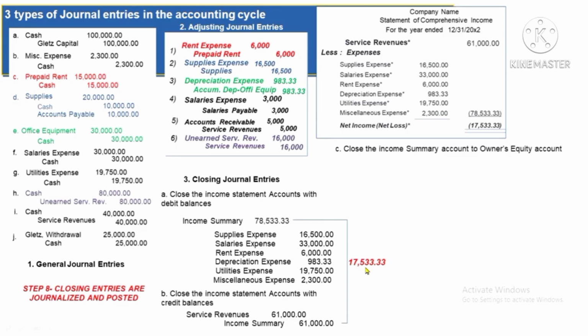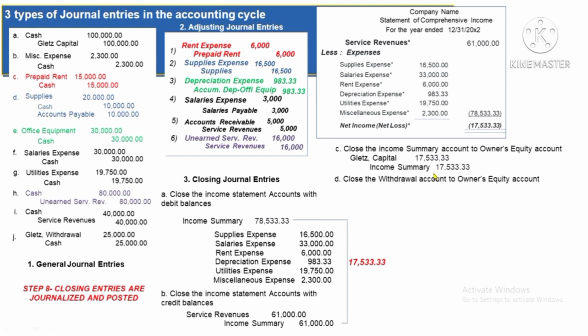So to close it and to make it zero, we have to credit the account for the same amount with a corresponding debit to the Gletzmar capital for 17,533.33. And that's the third closing entry. And the fourth closing entry is focused on the closing of the withdrawal account.